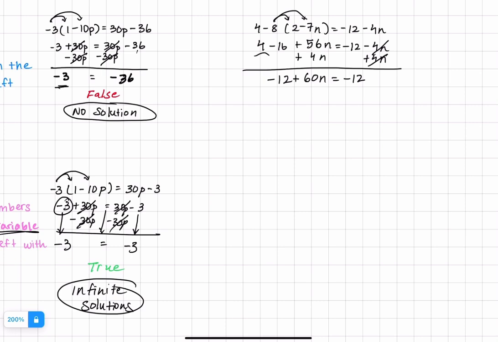So the 12 cancels out, and we're left with 60n equals 0. So we divide by 60 on both sides. So n equals 0, since 0 divided by any number is 0. So n equals 0.